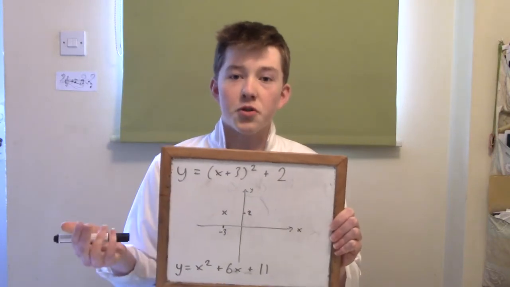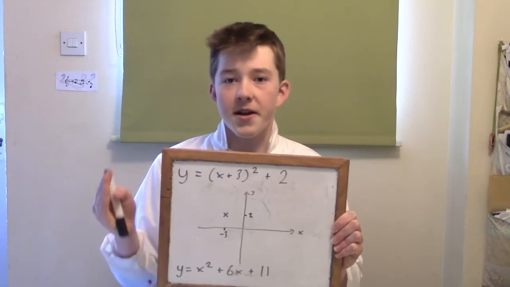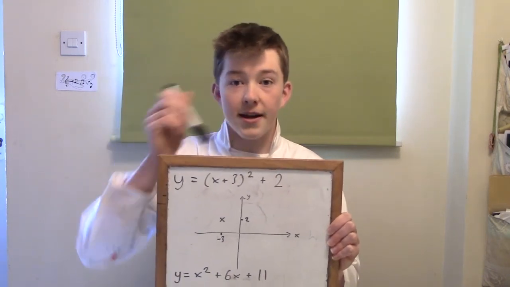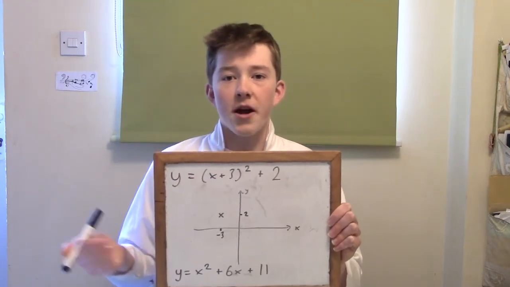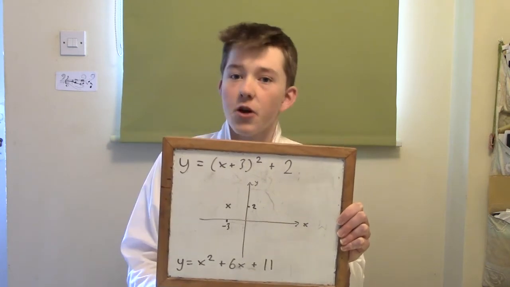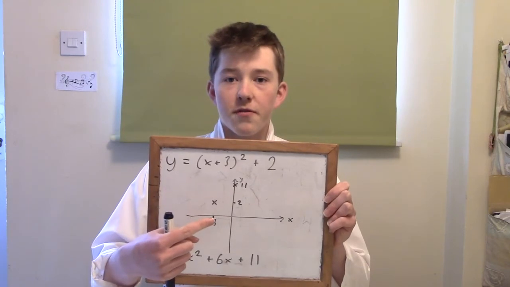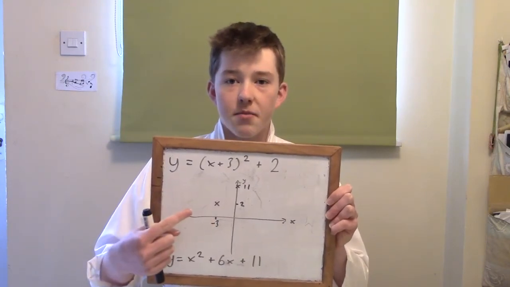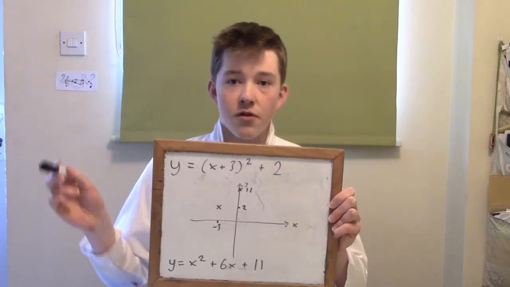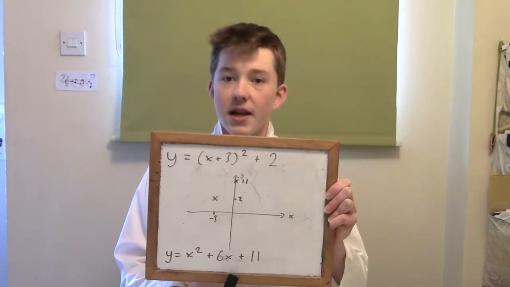However, in order to be able to draw the u-shaped curve properly, we also need to know the y-intercept. That's the point where the curve crosses the y-axis. So how do we work out the y-intercept? The y-intercept must be 11, the c constant from the original equation. We now know the minimum point of the curve and the y-intercept, so we can draw a rough sketch of the u-shaped curve for the equation y equals x squared plus 6x plus 11.